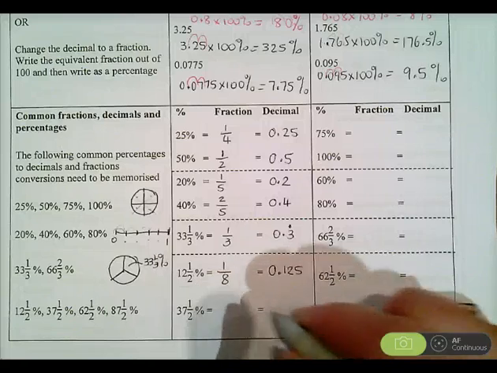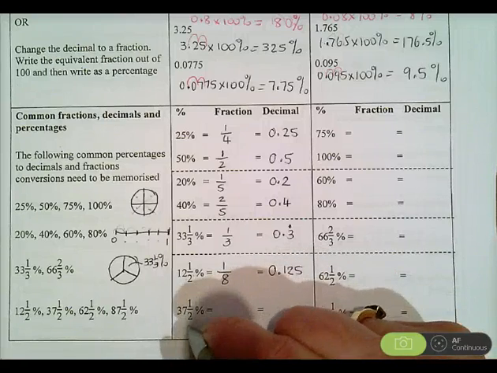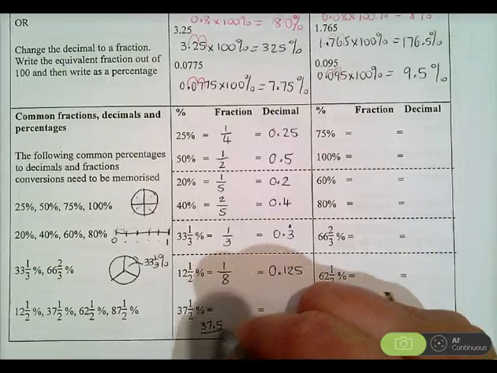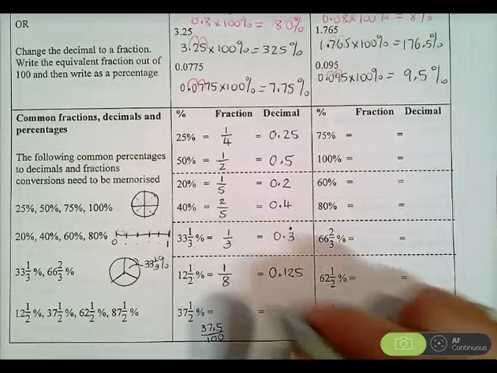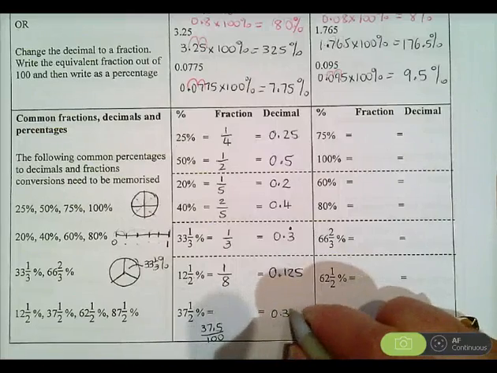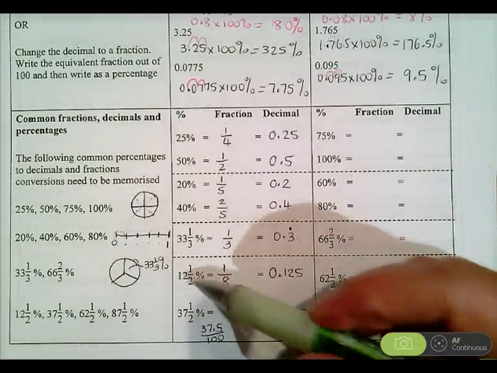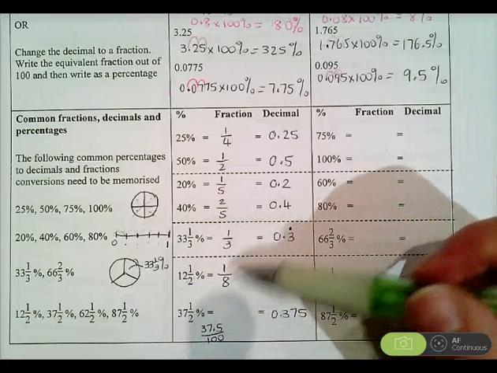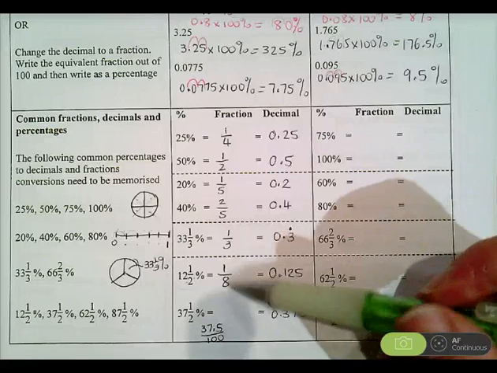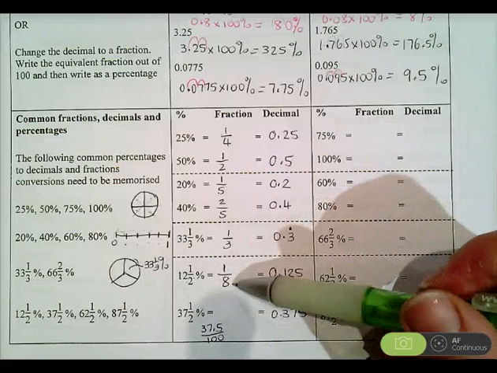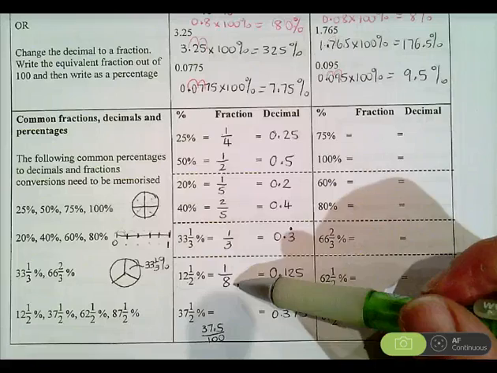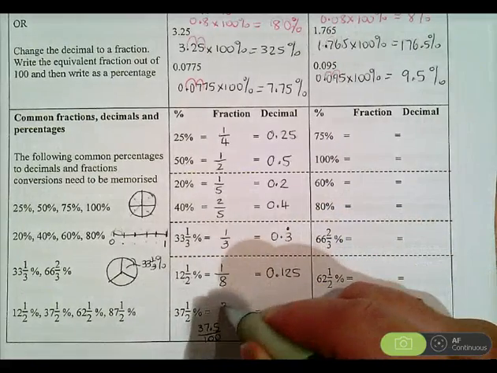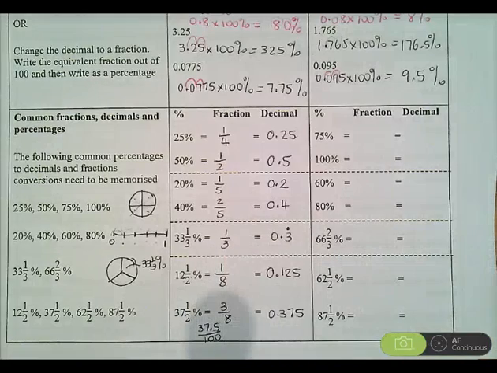Okay, same thing here. 37.5% really is 37.5 over 100. And if we divide that by 100, we get 0.375. Okay, now sometimes these ones here are a little bit harder to remember, but they're actually where you divide the circle up into eighths. So 12.5% is 1/8, so 25% would be 2/8. If you add 12.5 onto 25, you get 37.5%, so that would be 3/8, okay?